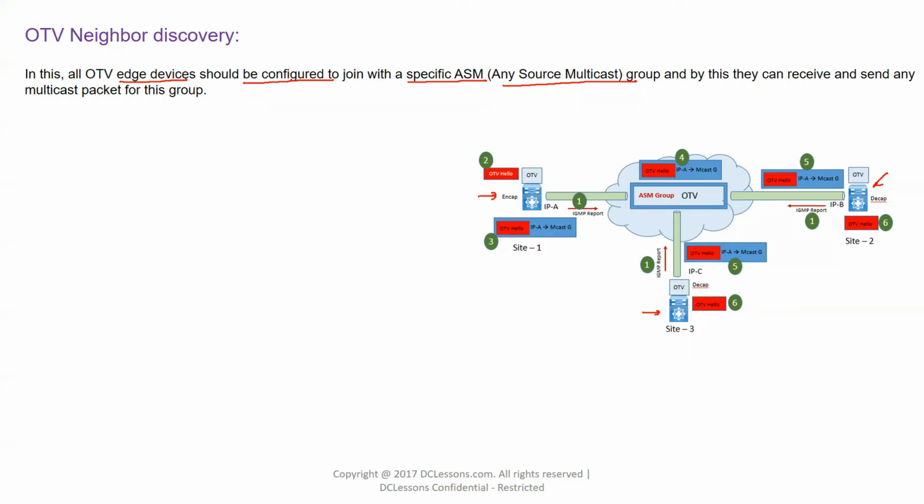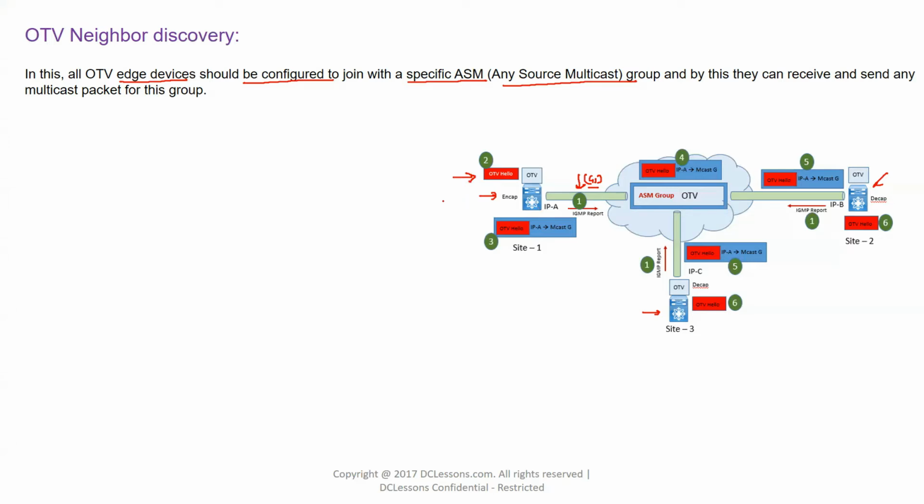Here we are assuming that the ASM group is G, right? Now these OTV edge devices will join this group as a host, and this works without configuring PIM, and this group is configured and associated with the overlay interface. So first we will be configuring an ASM multicast group on each device. Each edge device will send an IGMP report to that group, so that they can join that particular group. Now, when the IGMP report is sent and all the edge devices have joined the group, each edge device will create an OTV hello, right?